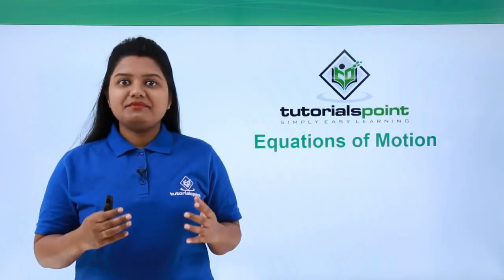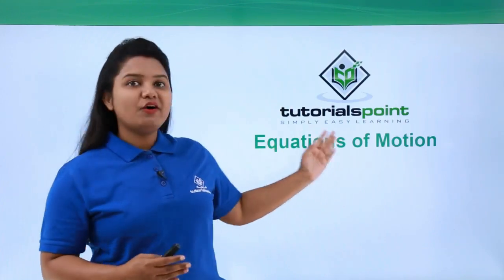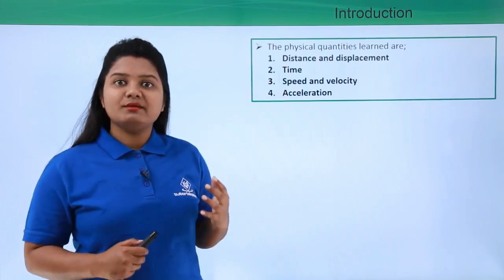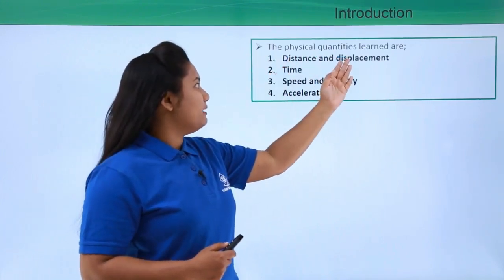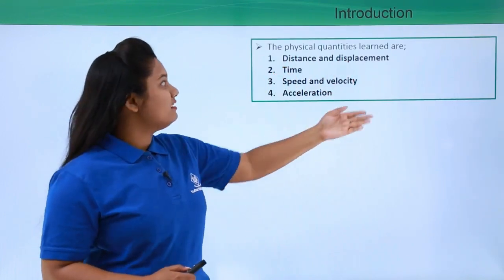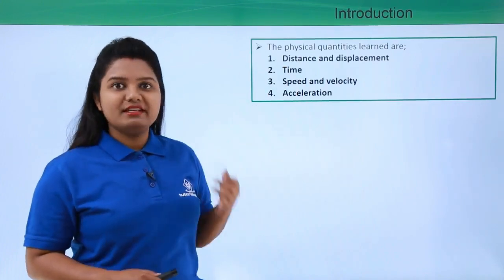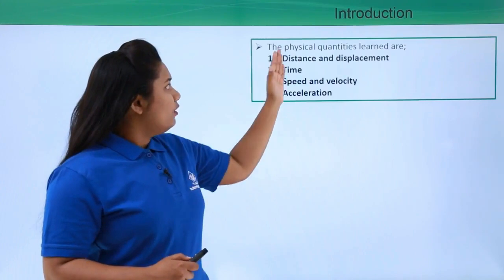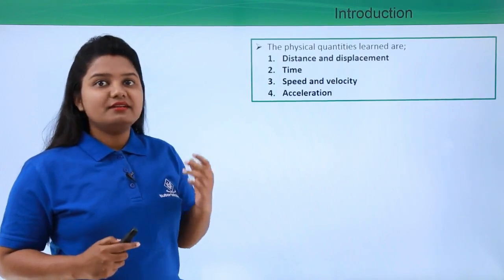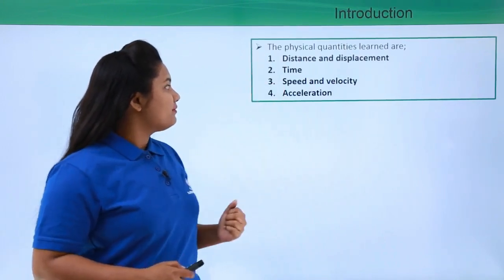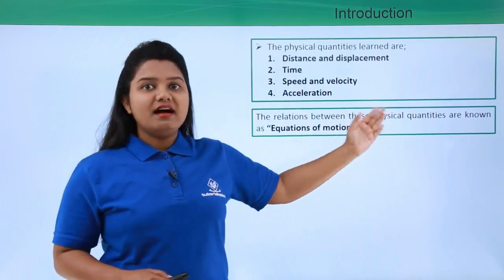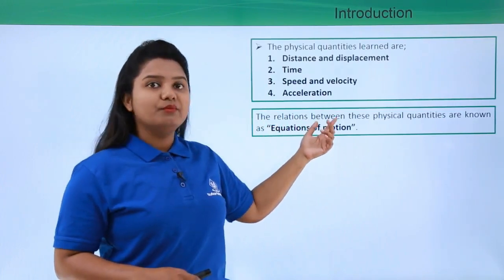Hello everyone. In this video, we'll be discussing equations of motion. We have learned about a few physical quantities in the previous videos, like distance and displacement, time, speed and velocity, and acceleration. We have discussed in detail all these physical quantities in the previous videos. Now all these physical quantities are related to each other. They are linked to each other in a certain way, or in many ways we can say. These relations between these physical quantities are known as equations of motion.